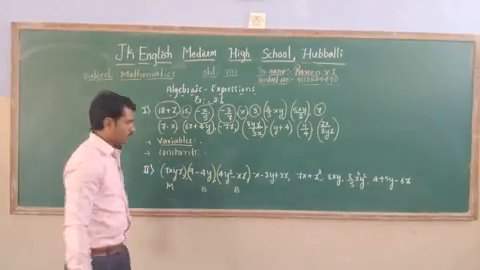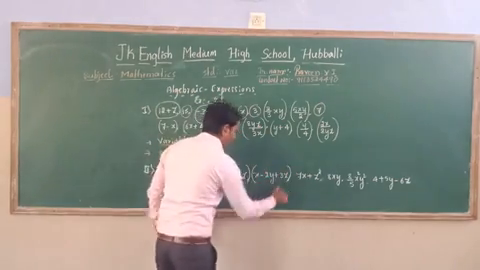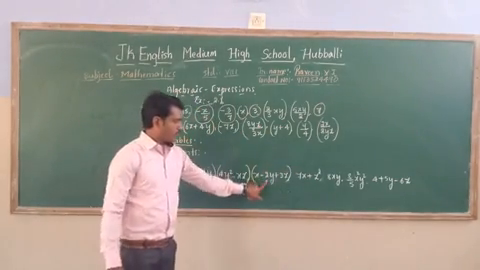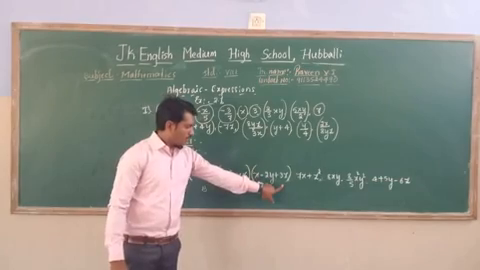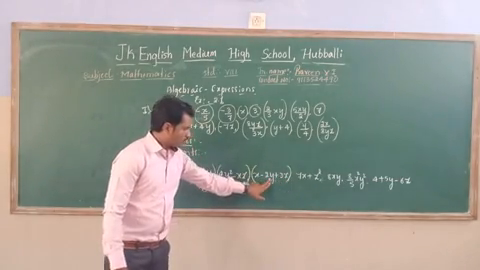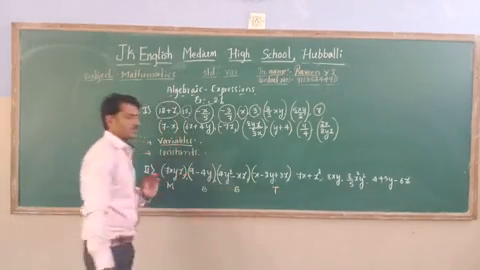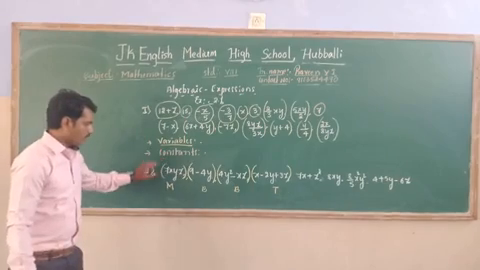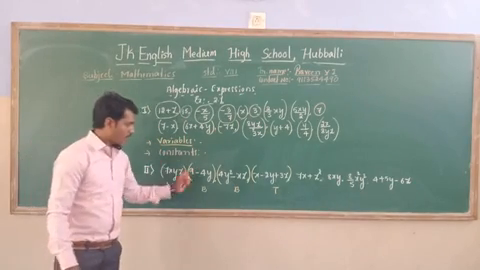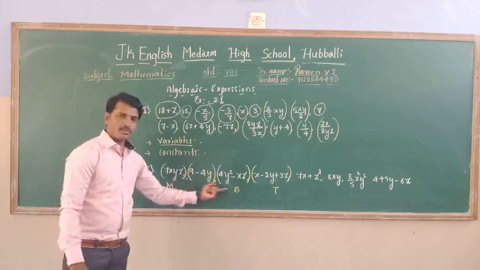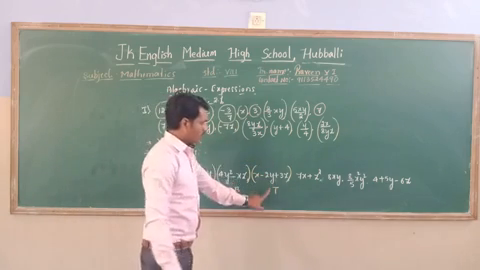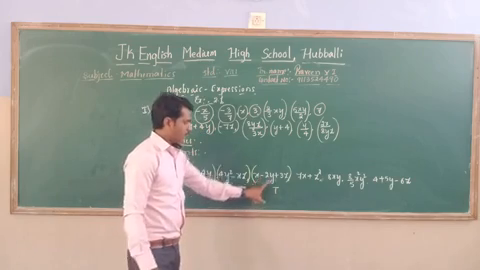Next, go to the next one. This group: x minus 2y plus 3z. How many terms are there? 1, 2, 3. So a total of 3 terms are there. It is a trinomial. Monomial M, binomial B, binomial B, and trinomial T, because it has 3 terms.